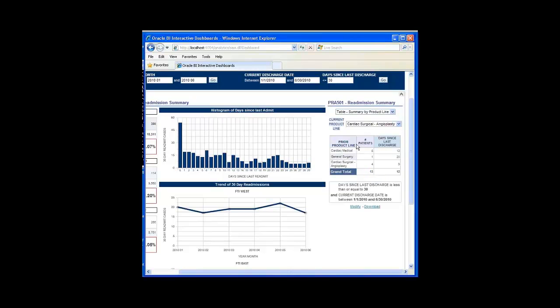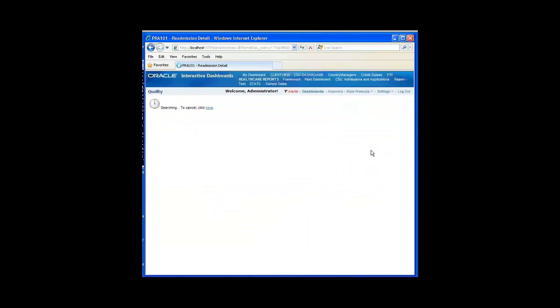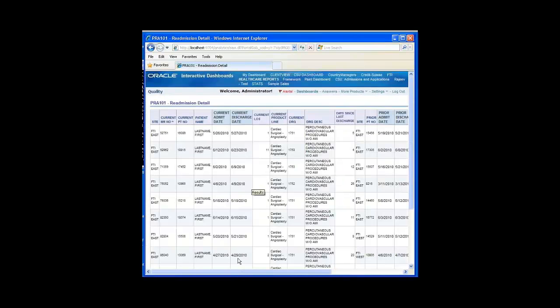So I can see, for instance, if it had orthopedic as one of them, that's probably not something that's related to why they were readmitted the second time. But I can see in this case the angio and the cardiac medical ones, they're probably related to the second admission for that patient. And naturally I can drill down and further investigate those folks.